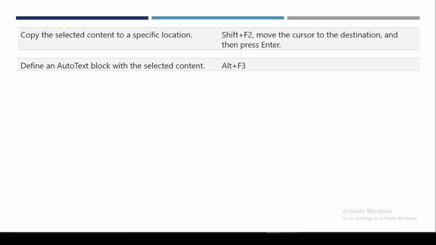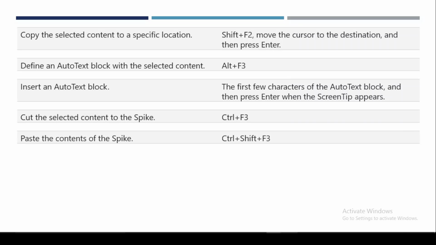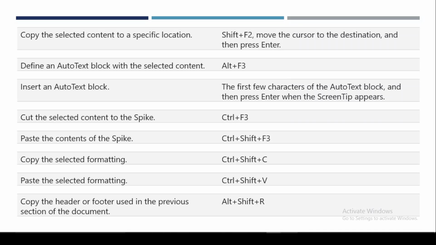Define an AutoText block with the selected content, Alt plus F3. Insert an AutoText block, type the first few characters of the AutoText block, and then press Enter when the screen tip appears. Cut the selected content to the spike, Ctrl plus F3. Paste the contents of the spike, Ctrl plus Shift plus F3. Copy the selected formatting, Ctrl plus Shift plus C. Paste the selected formatting, Ctrl plus Shift plus V. Copy the header or footer used in the previous section of the document, Alt plus Shift plus R.